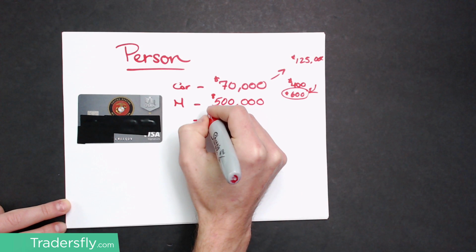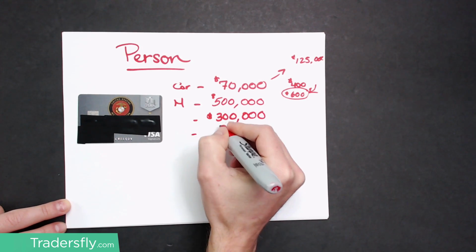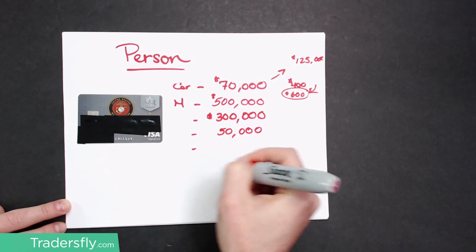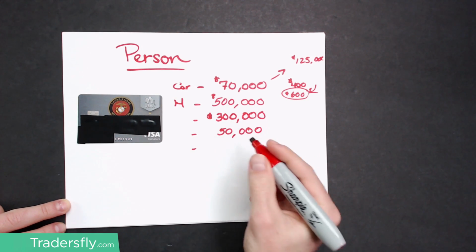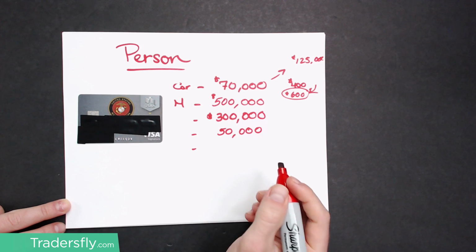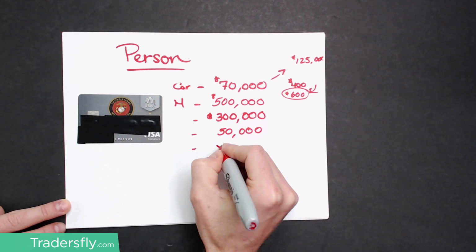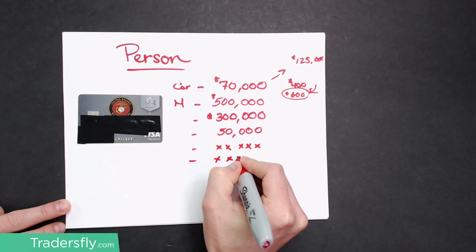Let's say furniture, another $300,000. Okay, so some trips, we'll call it $50,000. Okay, and you continue to start adding these factors up. So as you continue to buy toys, expenses, go out on holidays, let's just say that this continues to add up, and I continue to accumulate more and more debt over time.